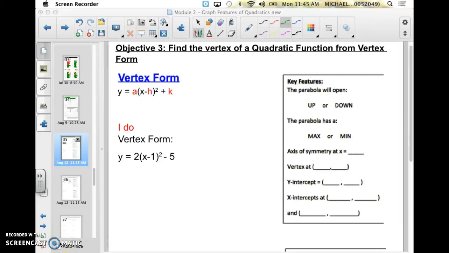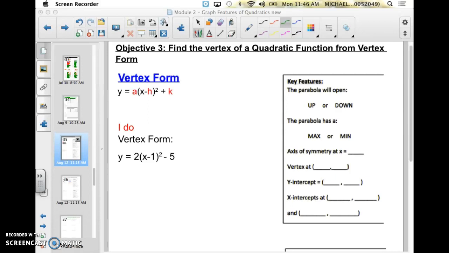In this video we're going to talk through objective 3, find the vertex of a quadratic function from vertex form. To begin, I'm going to go through an example problem, and I'm going to have you pause the video and try a similar problem on your own. But before we do that, I have to talk about what vertex form is. It should be a review of Algebra 1.